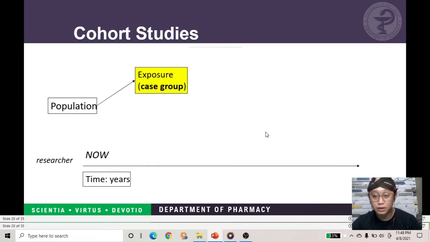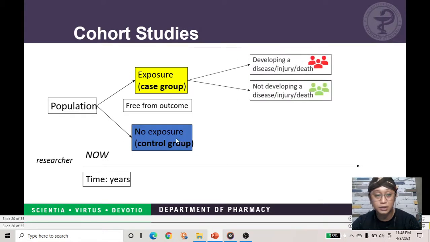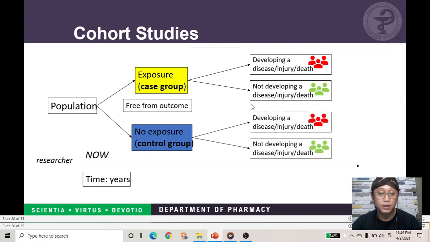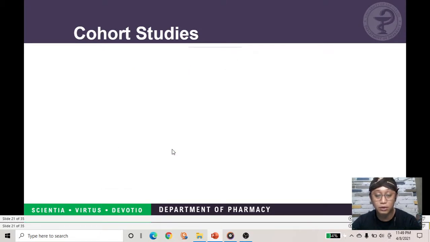So let's take an example. So this is the design, the complete design. From the population, we select the members for the case group and control group, and they must be free from our outcome of interest. Then we observe whether the members of the case group develop disease or injury or death, or not. So we observe the similar outcomes for the control group.